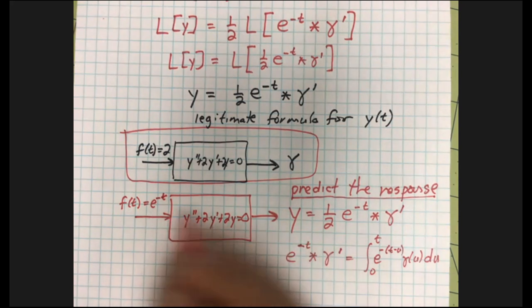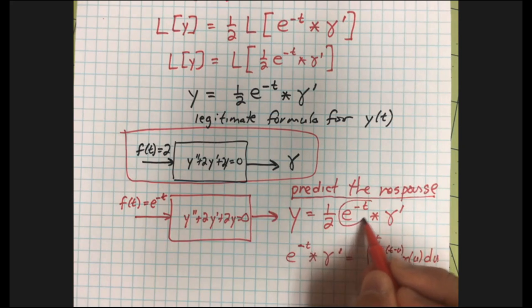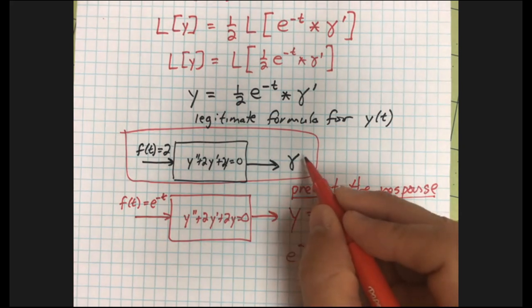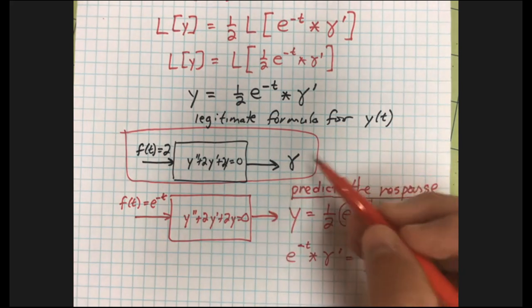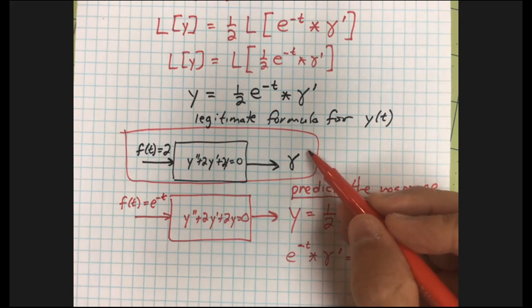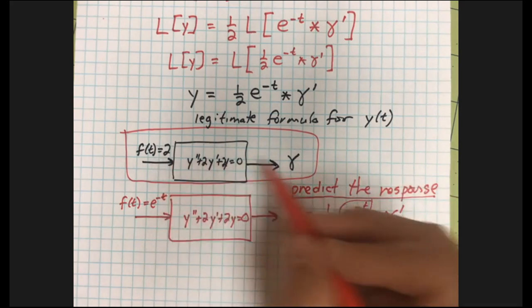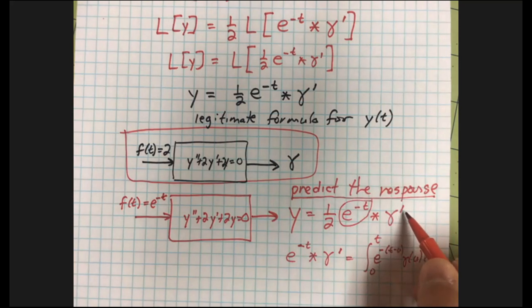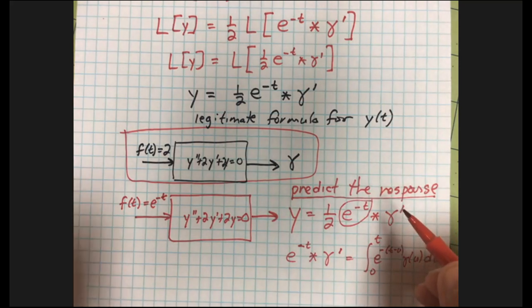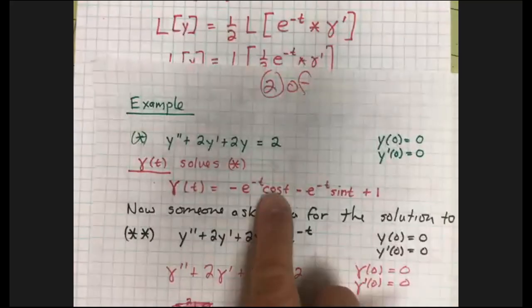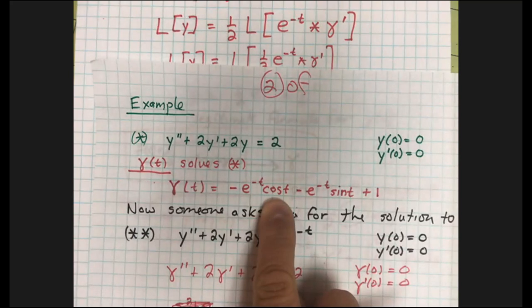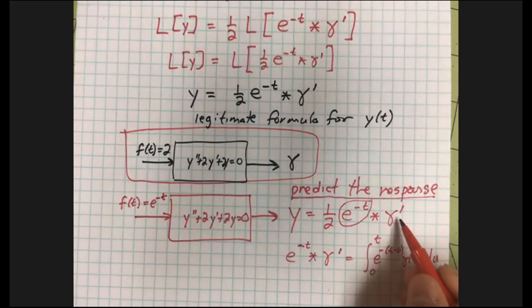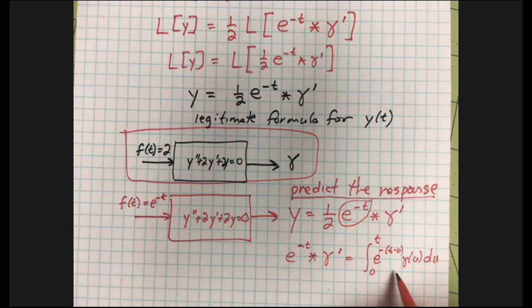All you do is you take their e to the minus t and you set it right there. And you convolute it with your secret sauce, which is the solution to the base problem that you had already collected. It's the derivative of the solution. But you know how to differentiate this. And you hand them that solution back.